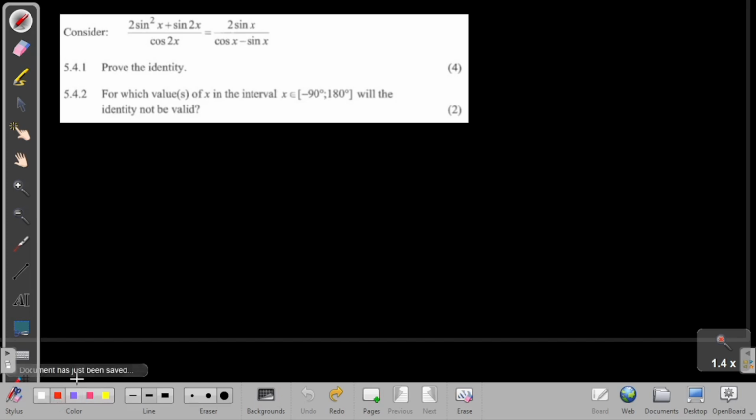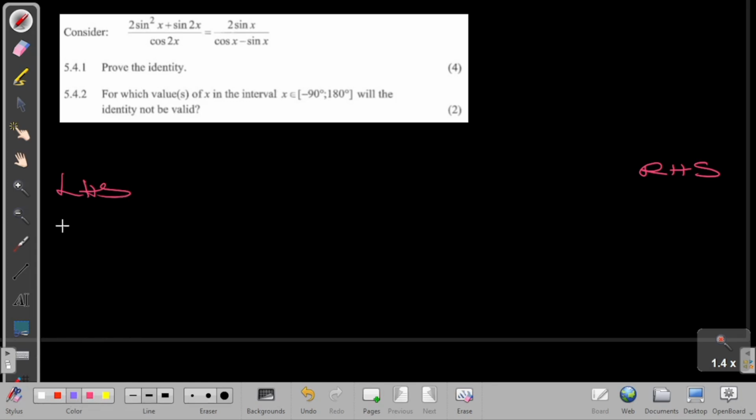Yeah, I've already wasted enough time. We have our left hand side, LHS, and we have our RHS, right hand side. So we are going to rewrite the left hand side, and this is what we have on the left hand side.